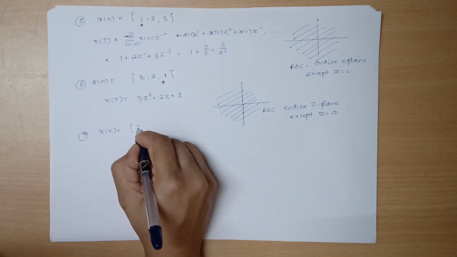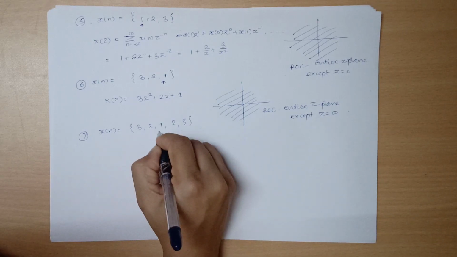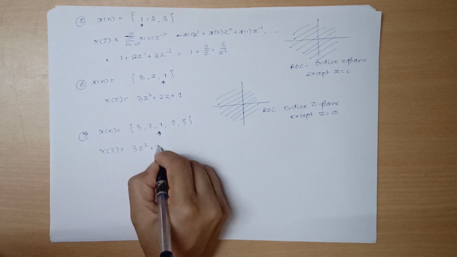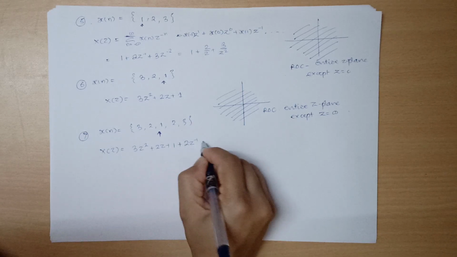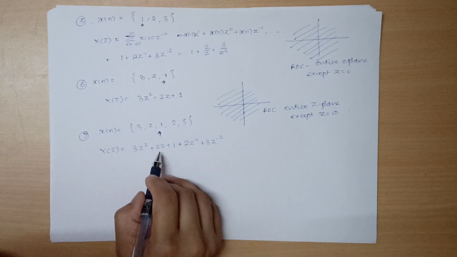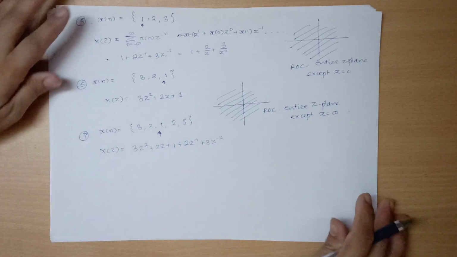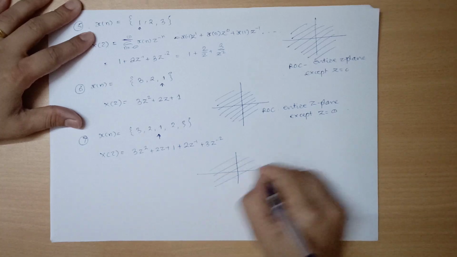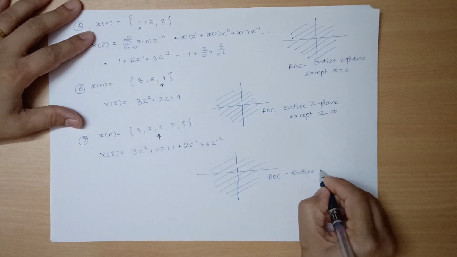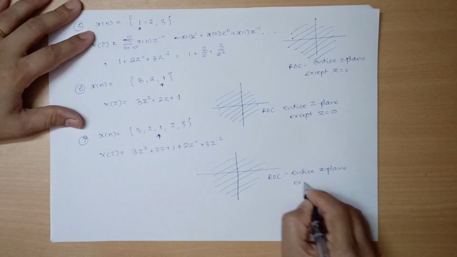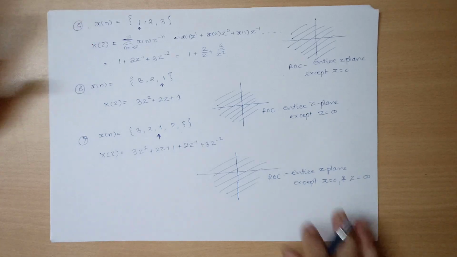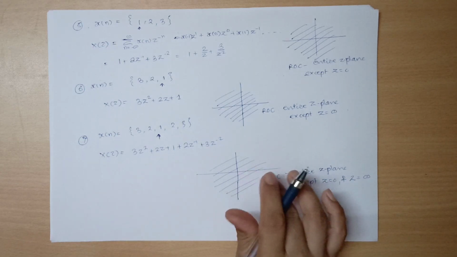Now I will take another example, a combination of these two. Like this, 0 is pointing here at 1, and write x of z as 3z square plus 2z plus 1 plus 2z inverse plus 3z raised to minus 2. So we can't put z equal to 0 in this case, and z equal to infinity in this case. So both conditions are applied in this ROC. The ROC is the entire z plane except z equal to 0 and z equal to infinity. Both values are not allowed and the rest of the z plane is included.